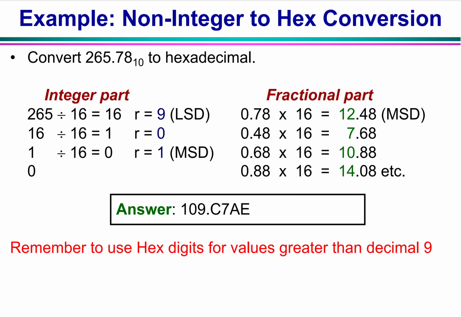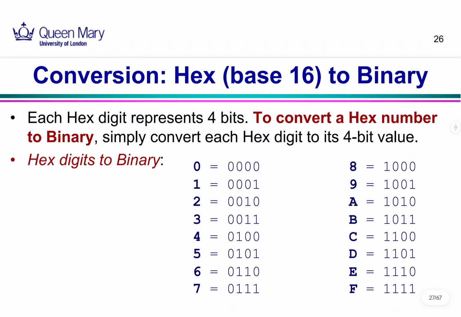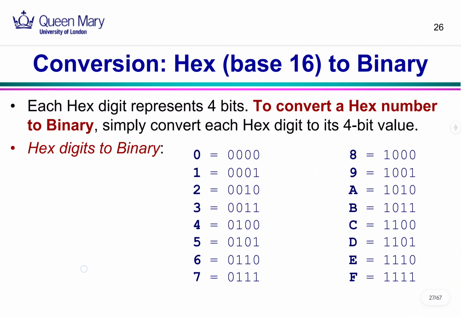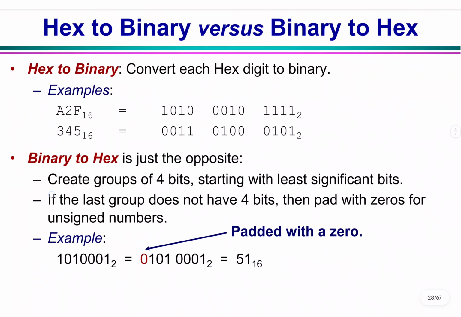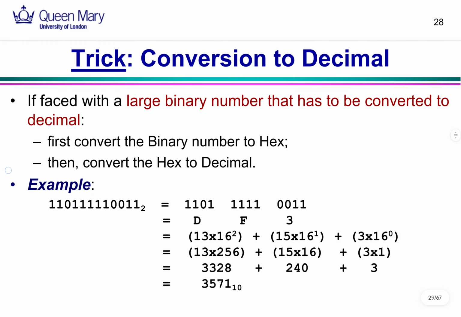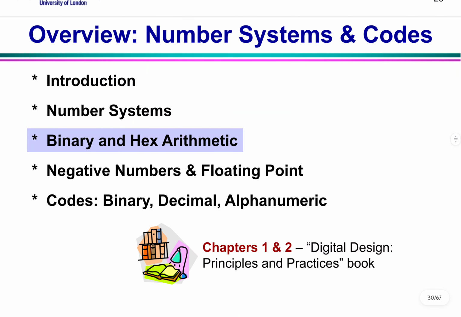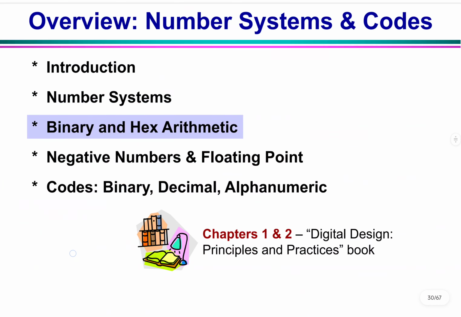Greater than decimal 9, be careful: A, B, C, D, E, F. Hex converts to binary, just repeat, and it's very easy. Conversion has some tricks, easy. And you overview binary and hex.